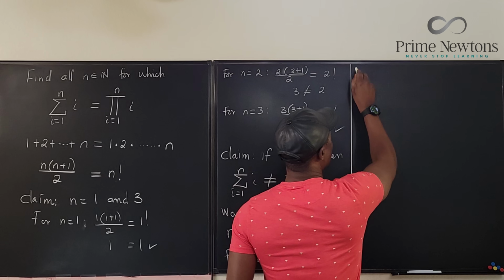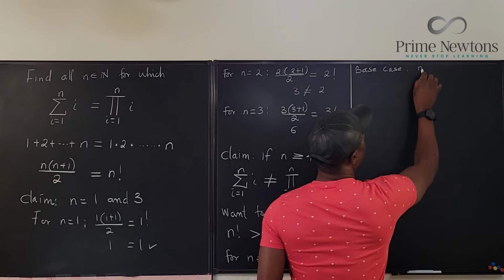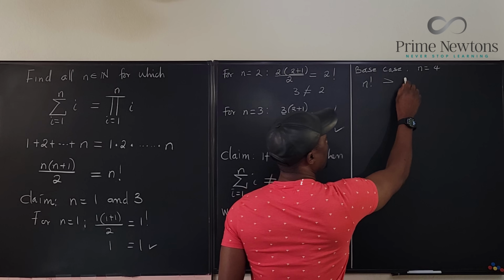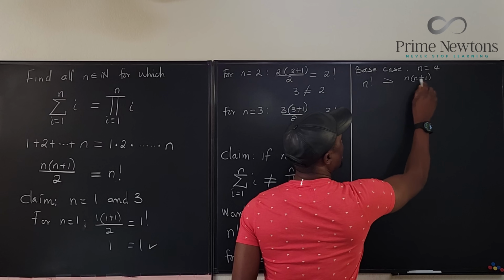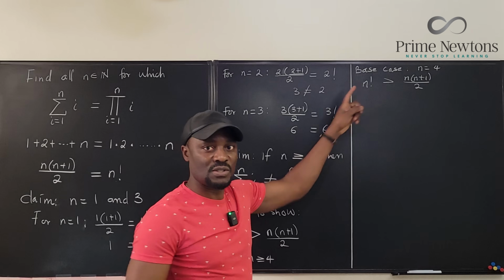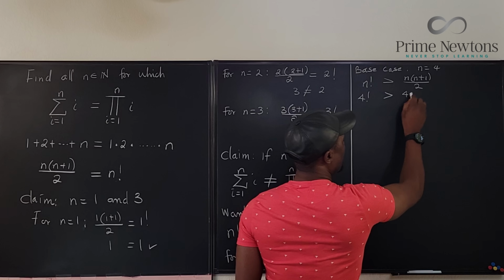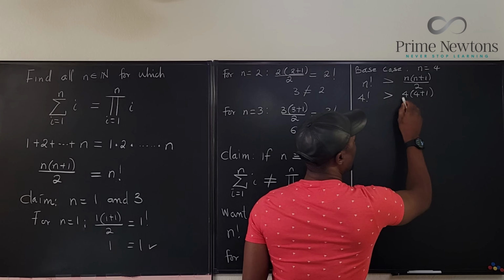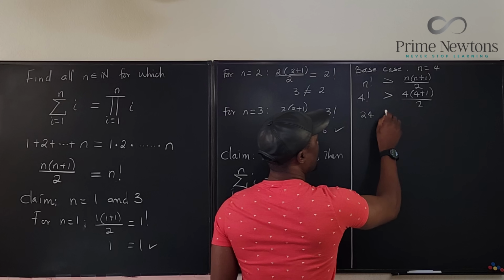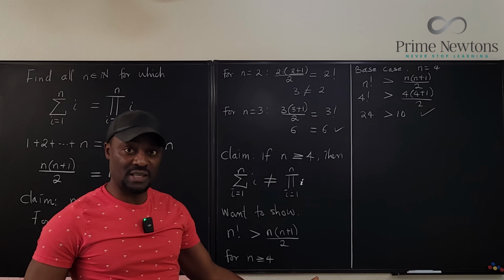And we can show that using, let's say this is the base case. The base case is n equals 4. We say that n factorial is greater than n into n plus 1 over 2. Now, is this true? Well, you can see it because n factorial is going to be 4 factorial. So we have 4 factorial is greater than 4 times 4 plus 1 over 2, which tells you that 24 is greater than 10. So it is true for the base case.